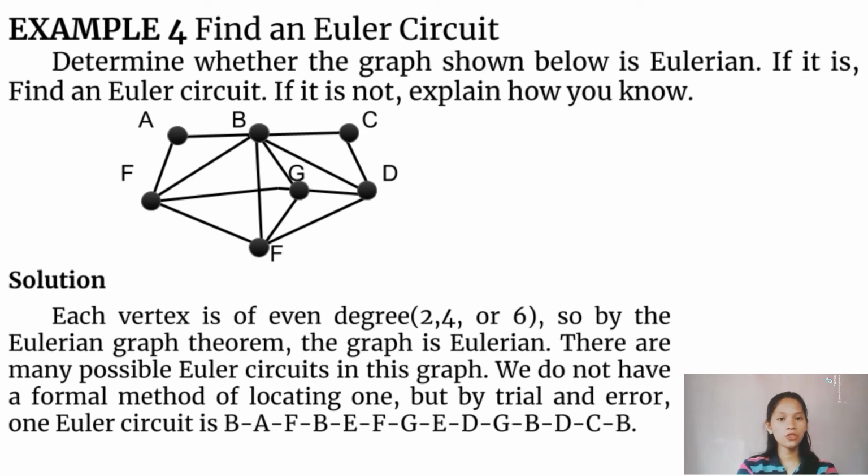Solution. Each vertex is of even degree: 2, 4, or 6. So by the Eulerian graph theorem, the graph is Eulerian. There are many possible Euler circuits in this graph. We do not have a formal method of locating one, but by trial and error, one Euler circuit is B, A, F, B, E, F, G, E, D, G, B, D, C, B.